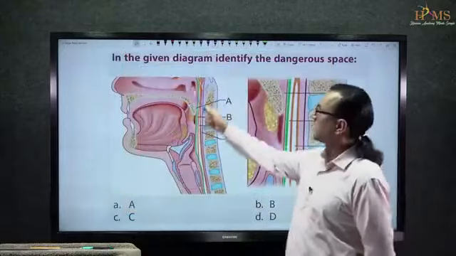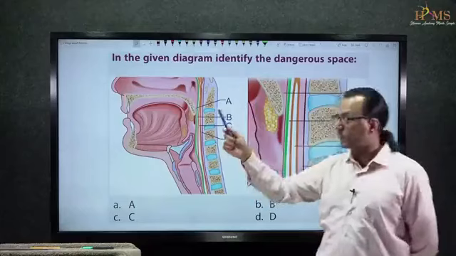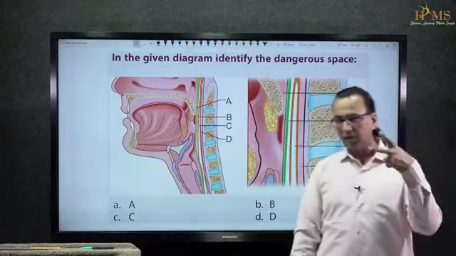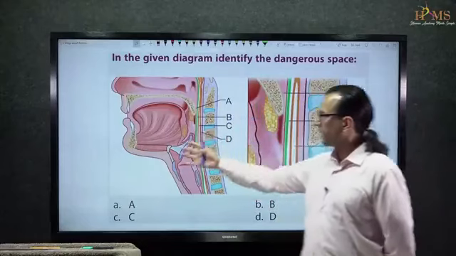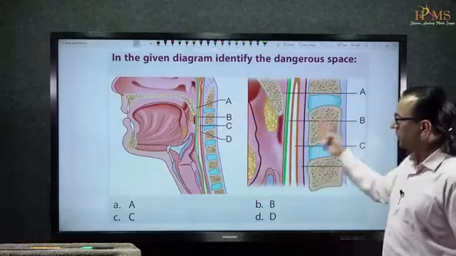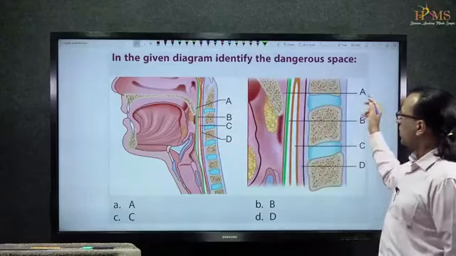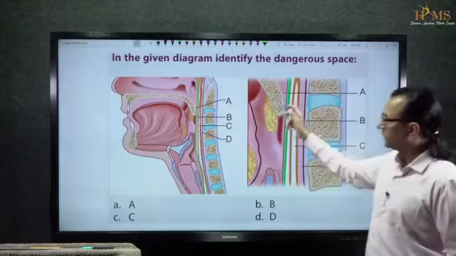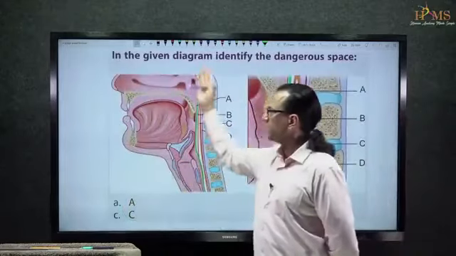The present question is asking us about the danger space, and the danger space is the potential space lying between the two layers of prevertebral fascia. You will see this is the diagram which has been magnified here, and it is showing us the same details as such. So let us focus here. What is this marker A? Marker A is actually the nasopharynx. This is the nasal cavity, so nasopharynx.